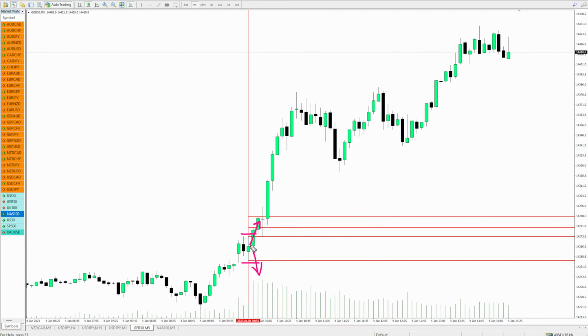As soon as we get into this trade, what I have found is the best way to trade it is to put your stop at the opposite end.